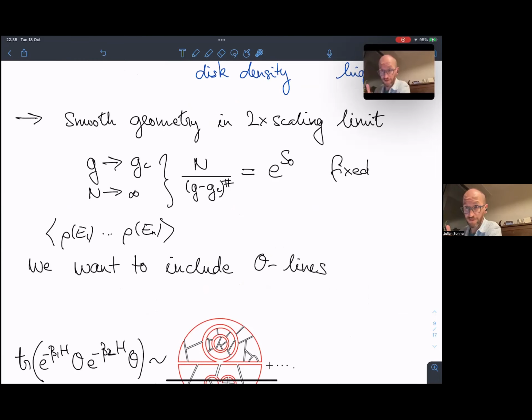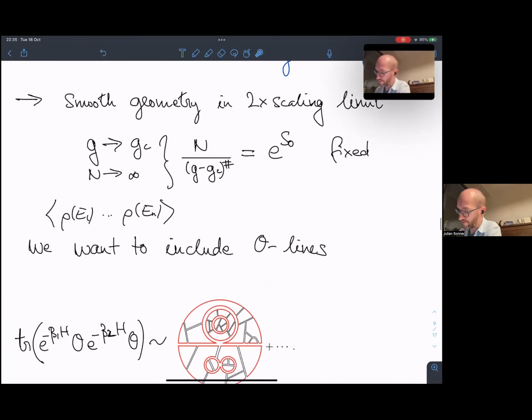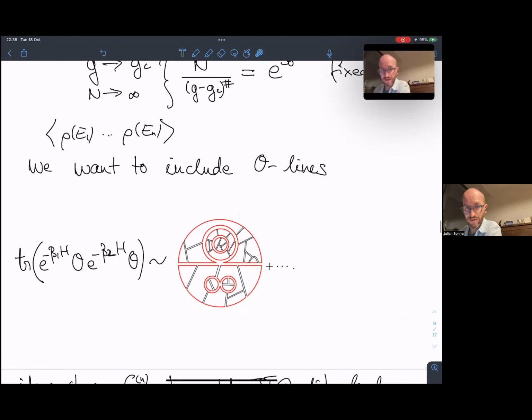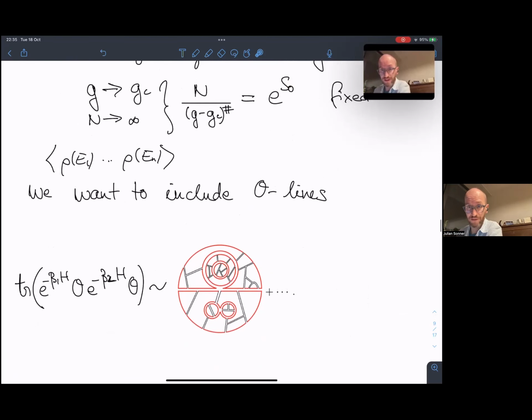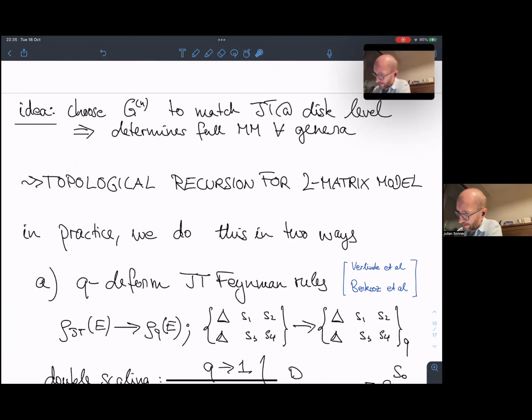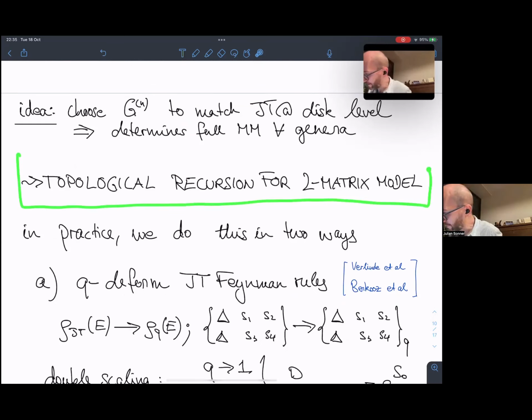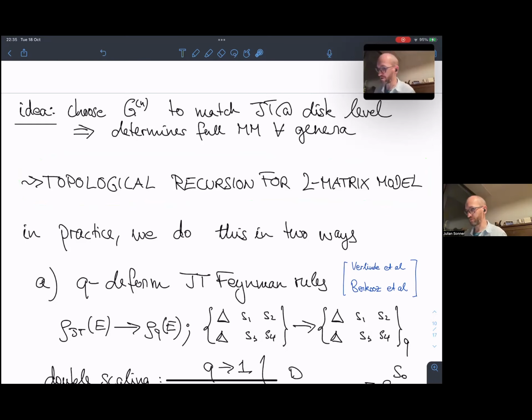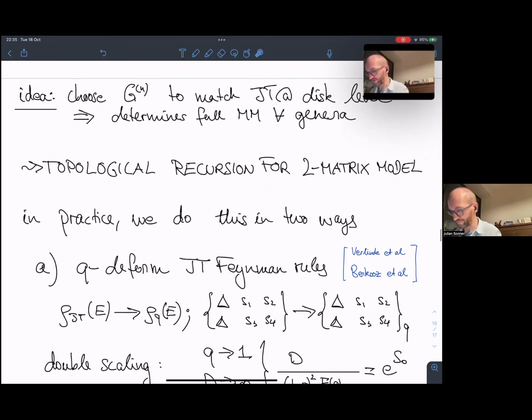But note that we need to make sure that the matrix model matches those JT quantities in a suitable double scale limit, because before you take the double scale limit, you never match to a smooth gravitational theory. And then from the disk data, the matrix model gives you all the higher topological contributions. That is something which we would like to identify with some version of topological recursion for two matrix models. But that's maybe a comment only to the experts on this.